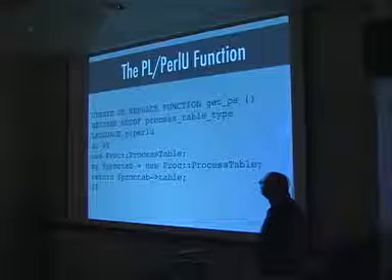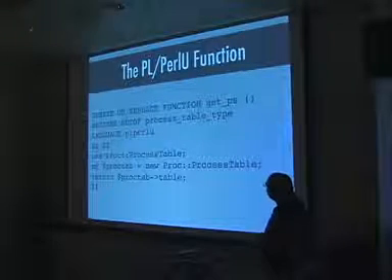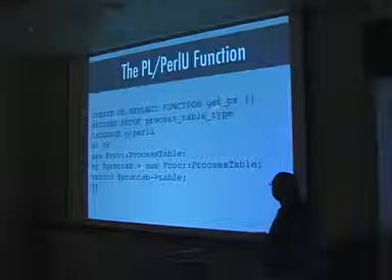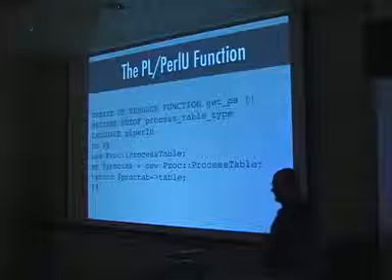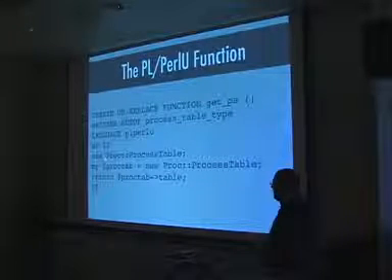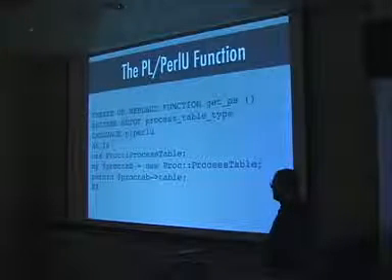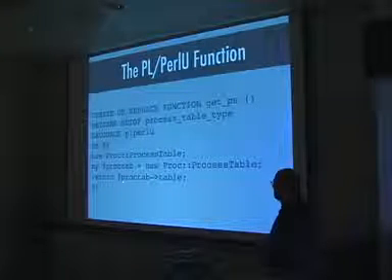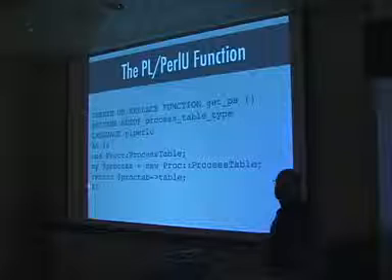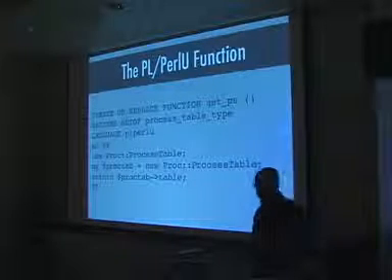That's a little scary. Okay, so we're going to make a function called getPS that returns a set of this table type that we just created here in PL Prelude. So we say use proc process table, instantiate a process table, and return the whole thing.